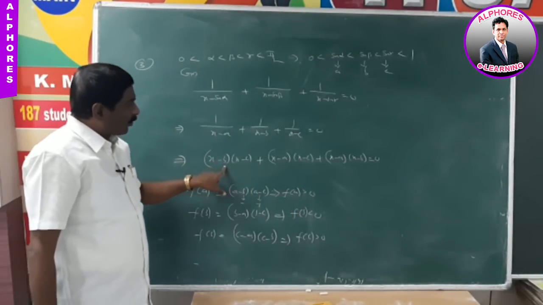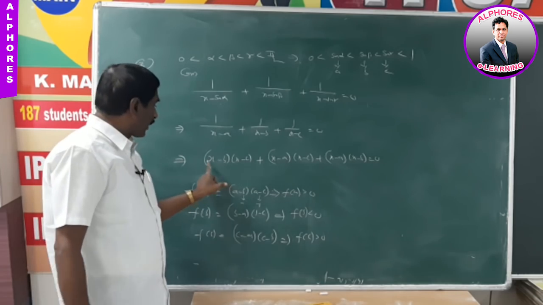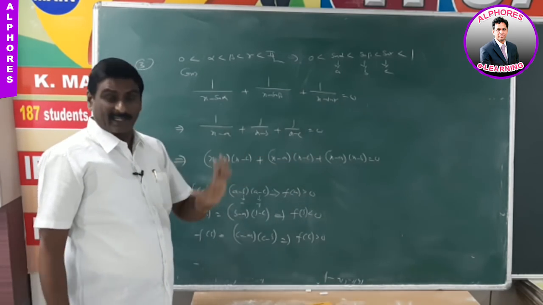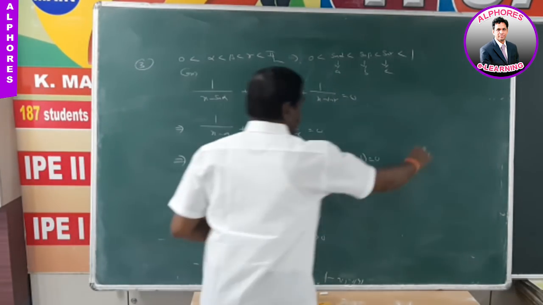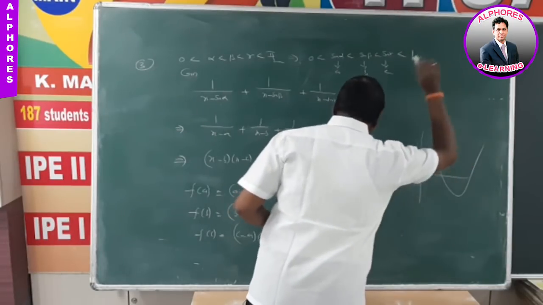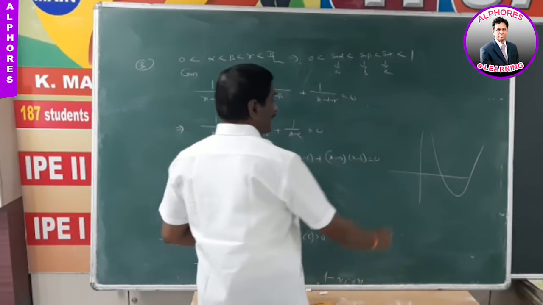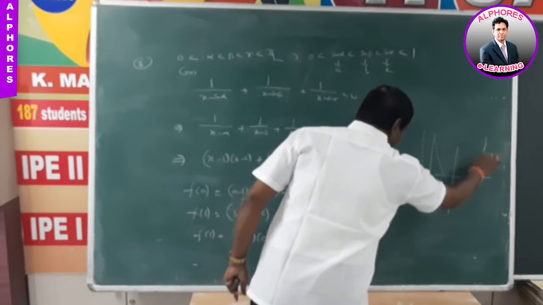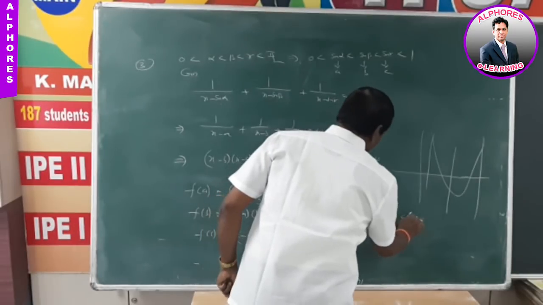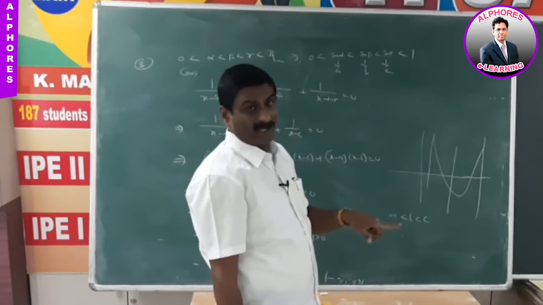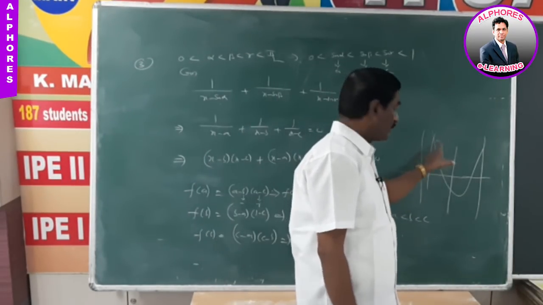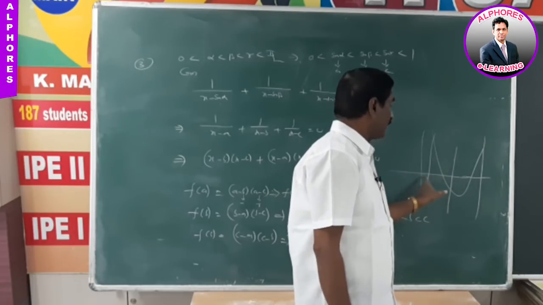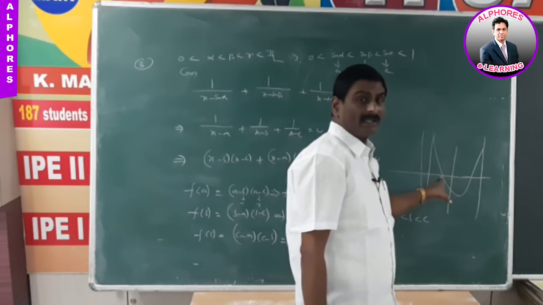It is a quadratic equation and the leading coefficient is 3, the coefficient of x square. The graph is upwards. Suppose the graph is in this way. Now, f of A is greater than 0, f of B is less than 0, f of C is greater than 0. A less than B less than C, A, B, C are in increasing order. f of A positive, f of B negative. That means there will be one root in between A and B.